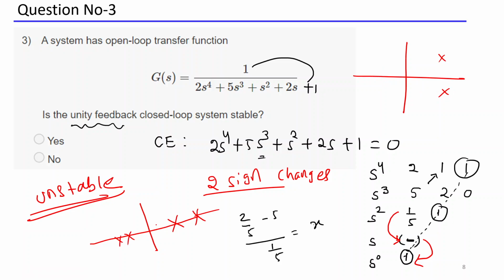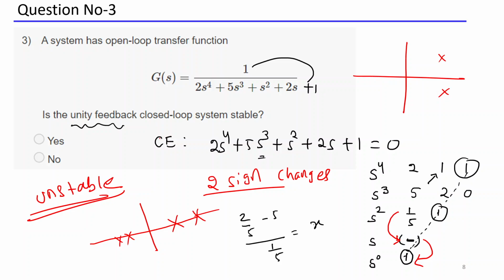Because I cannot see that one of the coefficients is 0 in the first column, I cannot conclude that the system is marginally stable. If the system is not marginally stable, it means there are no poles on the imaginary axis. That's why the other two poles definitely lie on the left hand side. So like that you can analyze. Suppose for this question, if I had given you four figures with the pole locations, then you can easily figure out the correct answer.